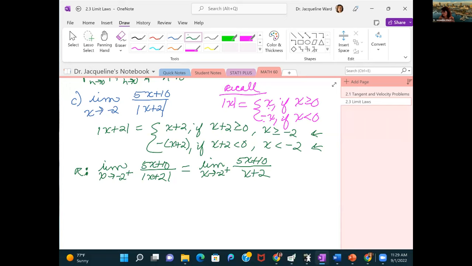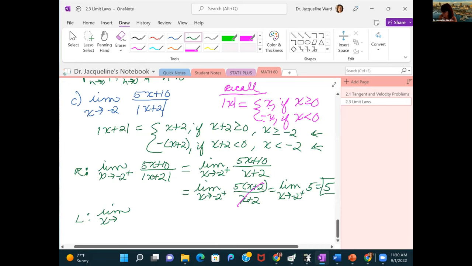And then cancel, factor out the 5 on the top. And the x plus 2s cancel. And the limit of the constant is just the constant. And then for the left, sorry, I realize time is up.